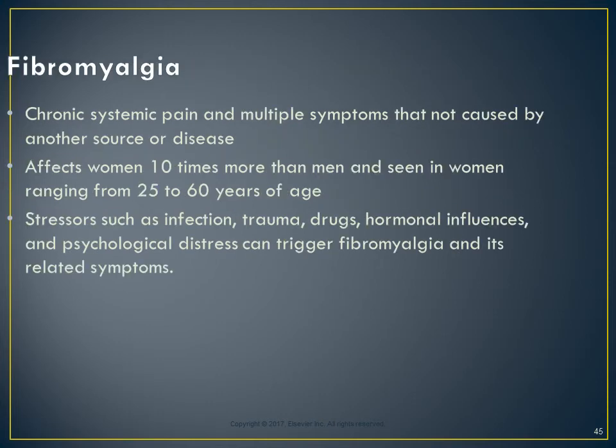Fibromyalgia: chronic systemic pain and multiple symptoms that are not caused by another source or disease. It affects women 10 times more than men and is seen in women ranging from 25 to 60 years of age. Stressors such as infection, trauma, drugs, hormonal influences, and psychological distress can trigger fibromyalgia and its related symptoms. It is typically described as diffuse or multifocal pain with flare-ups and remissions along with migration from one area of the body to another. Although not a true form of arthritis, fibromyalgia interferes with a person's ability to perform activities of daily living and can cause significant fatigue and pain.